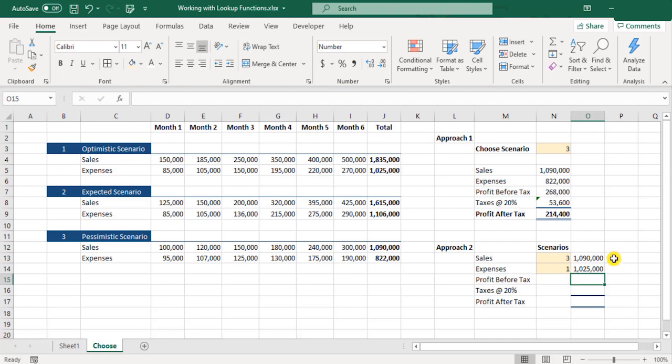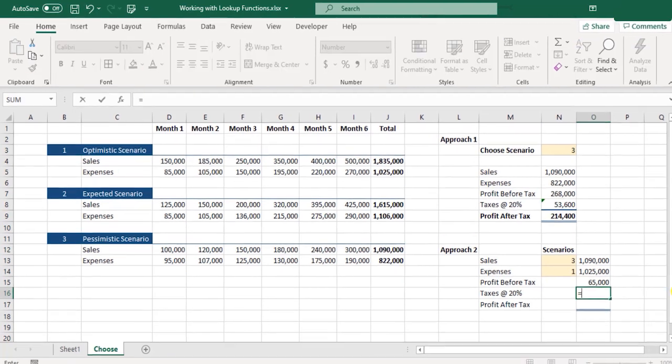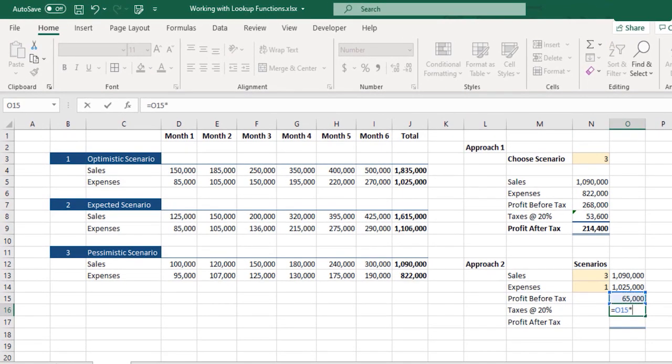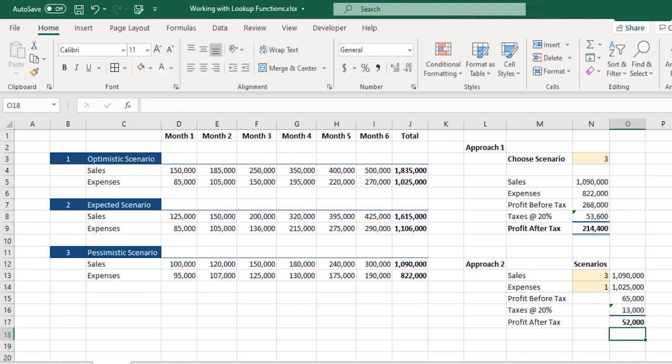Now, what is profit before tax? We have discussed it earlier. That's sales minus expenses. You see, the amount is far low as compared to the pessimistic scenario. And then taxes, we just have it at profit before tax multiplied by the tax rate. And then profit after tax is profit before tax minus the tax amount. And here we have this.